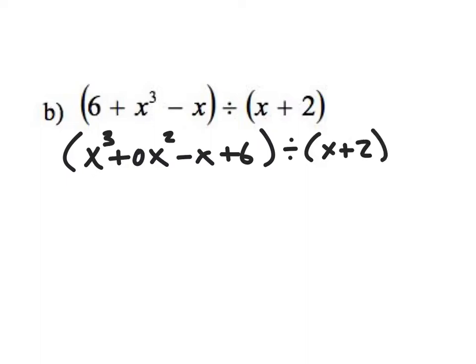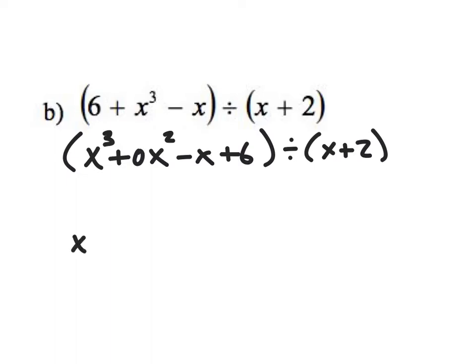So the reason why I rewrote this is that I have to put this into ascending order, so I have to put my largest exponent first. What I also notice about this polynomial is it does not contain an x squared, so I still have to put that in there as a placeholder, okay? And then I write everything else normally like that. So let's put this into long division form.